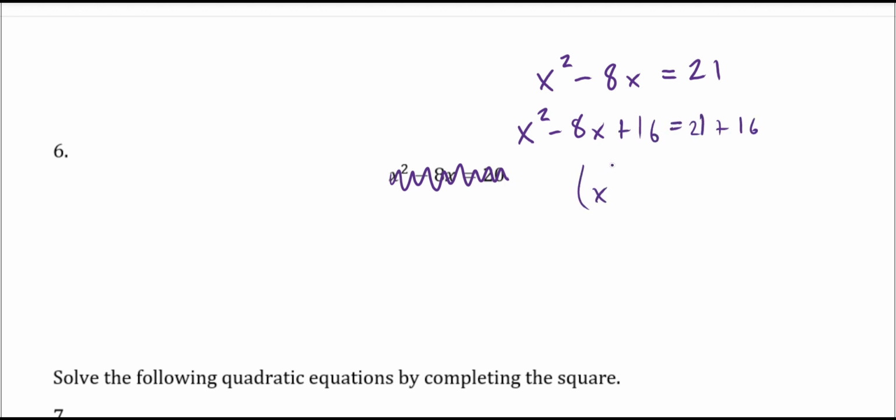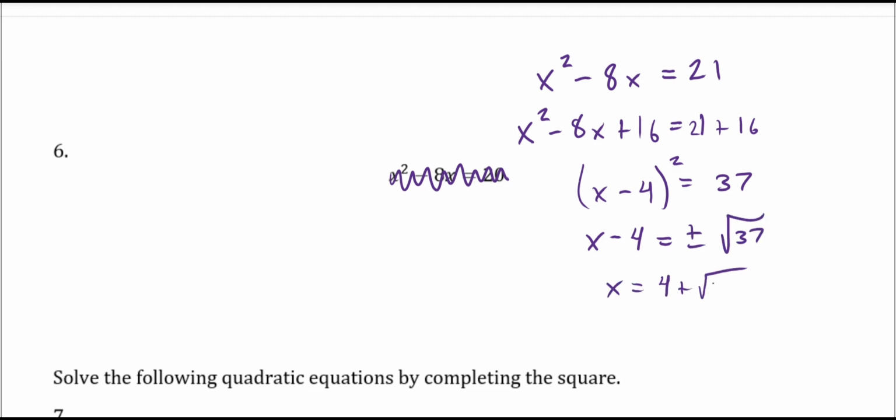On one side now, I factor as a perfect square. On the other side, I have 37. 37 is not a square, and that really doesn't matter. We continue as such, simply writing it as a square root. Now, adding 4, I wind up with two answers. 4 plus radical 37, and 4 minus radical 37. These are the two solutions to this equation.